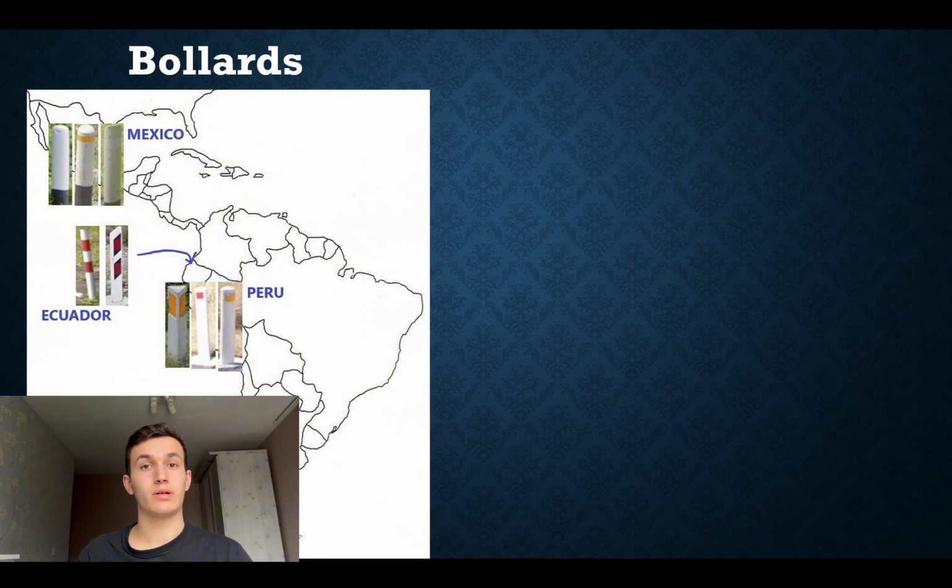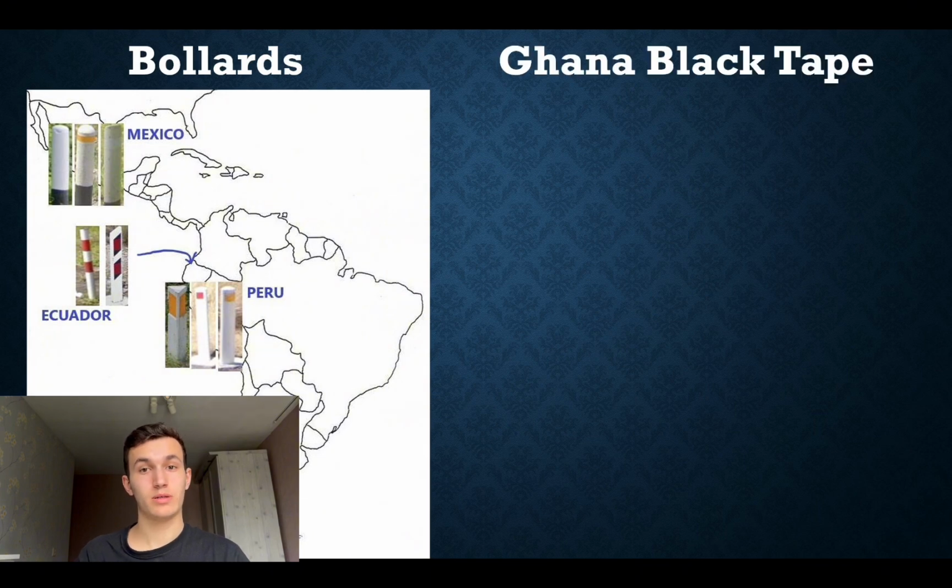And the other country is Ecuador, which is easy to remember as it is cut in half by the equator, and it has 2 red parts on the bollard, and most of it is white. So just remember it has 2 red parts because Ecuador is cut in half by the equator. So that's about bollards.